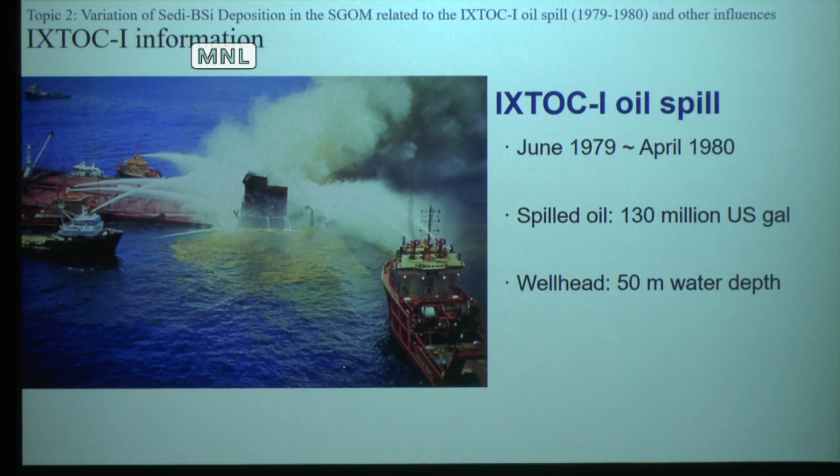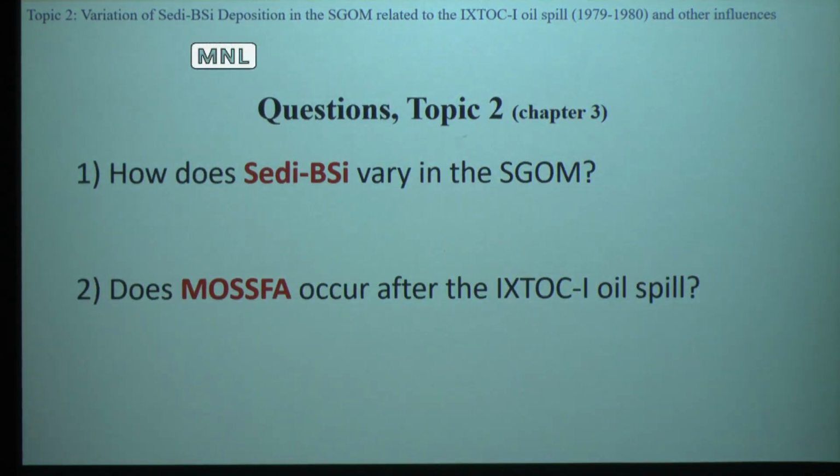So the IXTOC-I oil spill happened from June 1979 to April 1980. Over the 10 months, 130 million gallons of oil was discharged from the wellhead at 50-meter water depth. So these are the main questions of topic 1.